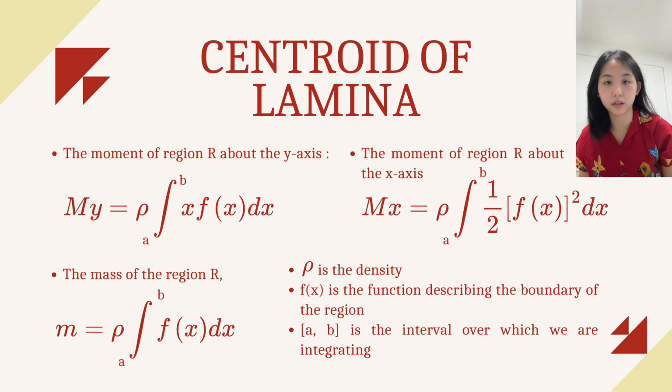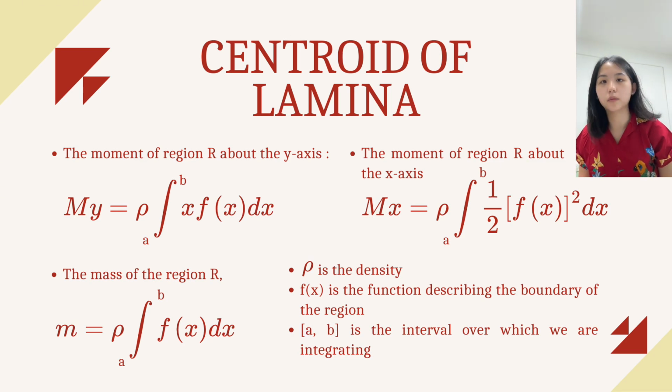Now let's look at the moment of region R about the y-axis. The formula is the moment My equals rho times the integral from a to b of x times f of x dx, and this helps us to find the moment. Here rho represents the density, x is the distance from the y-axis, and f of x is the function describing the boundary of the region over the interval [a, b]. This integral gives us the total moment of the lamina about the y-axis.